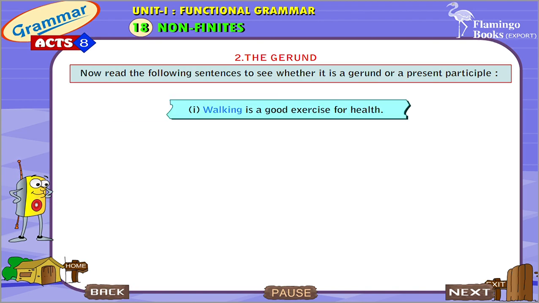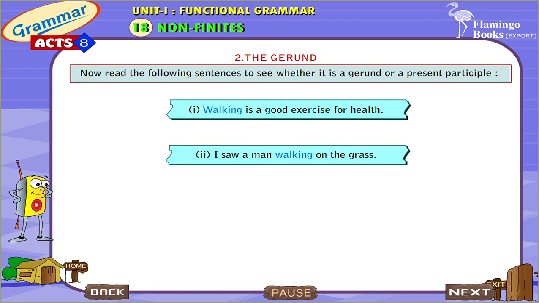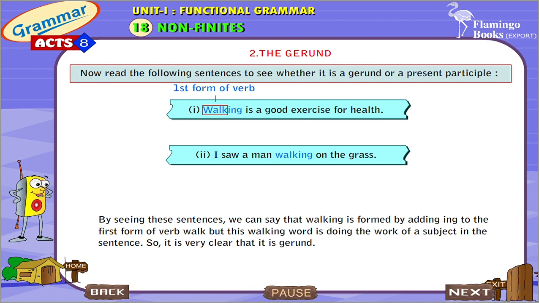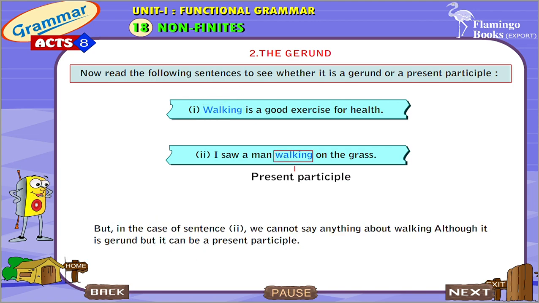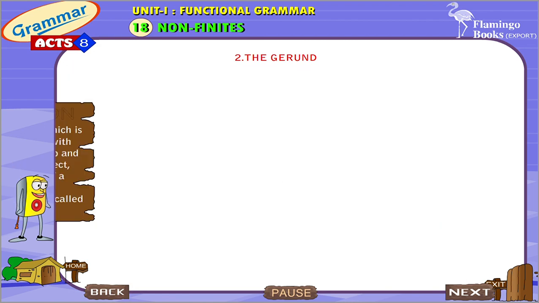Walking is a good exercise for health. I saw a man walking on the grass. By seeing these sentences, we can say that walking is formed by adding -ing to the first form of the verb walk, but this walking word is doing the work of a subject in the sentence, so it is very clear that it is a gerund. But in the case of sentence 2, we cannot say anything about walking, although it is a gerund, but it can be a present participle.